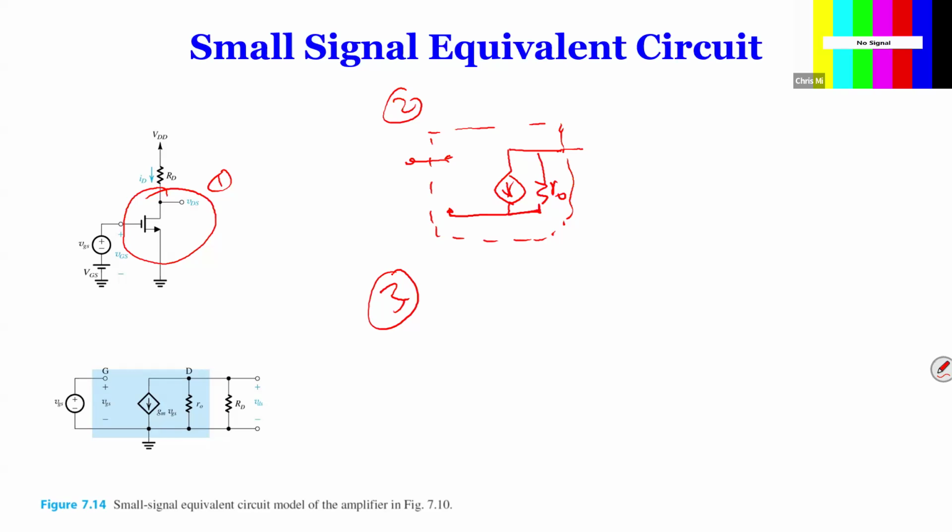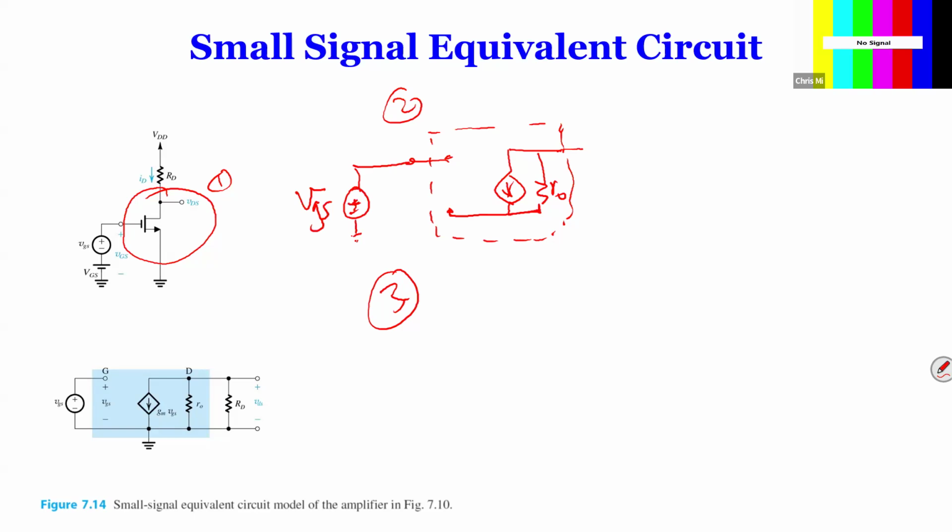So now let's find out what is connected to the gate. We need to find out VGS, lowercase and capital V. But we are talking about small signal, so the capital VGS is just a short circuit. So that's what we got for the gate.